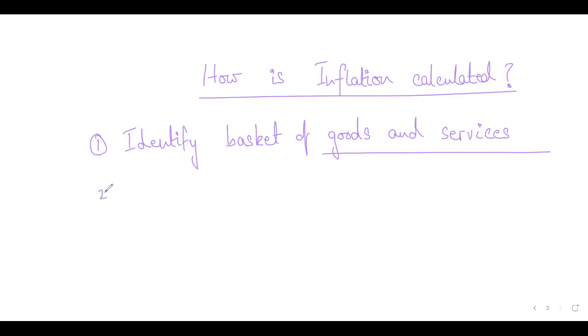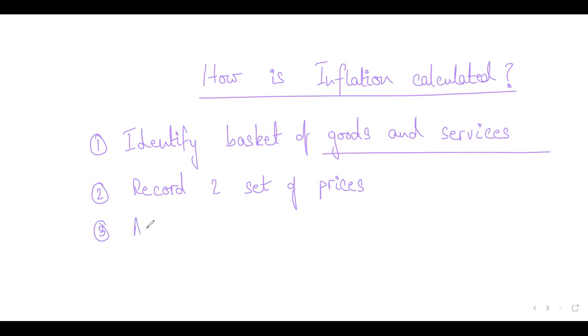The second is to record two sets of prices, right? What basically it is, is that you record two sets of prices. What was the price at the start of the period and what's the price at the end of the period, right? Record two sets of prices.